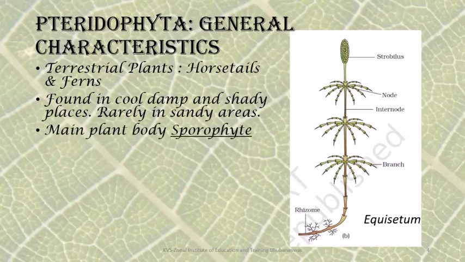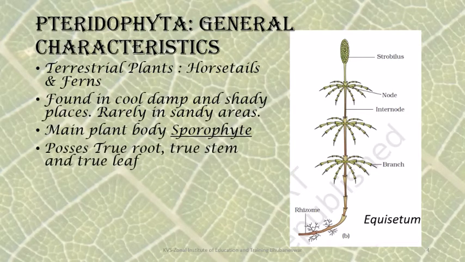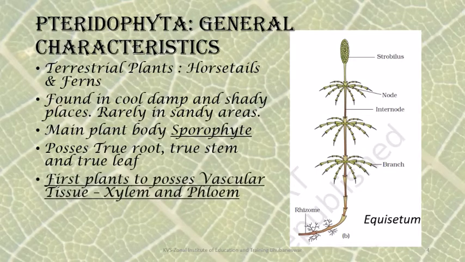The main plant body is the sporophyte. Now, since the main plant body is sporophyte, this group of plants possess true roots, true stem and true leaves. These are also the first plants to possess vascular tissue. Since they do not live in water, they need proper conducting tissue to conduct water and minerals and then to transport food.